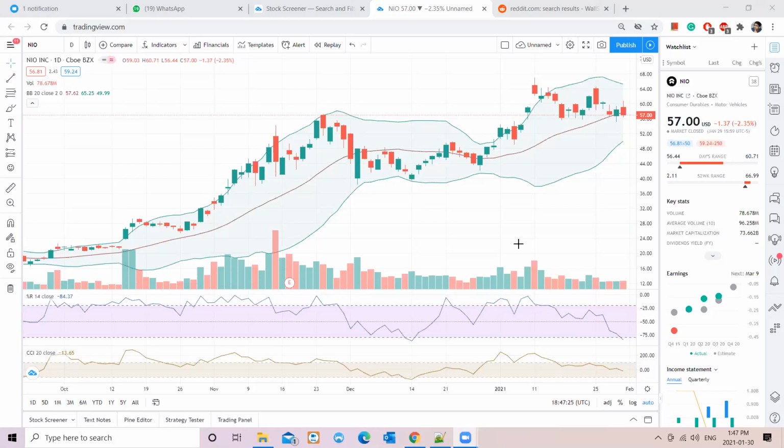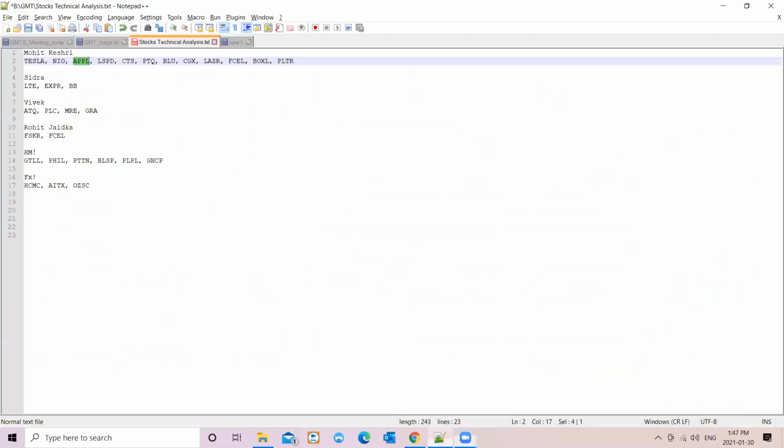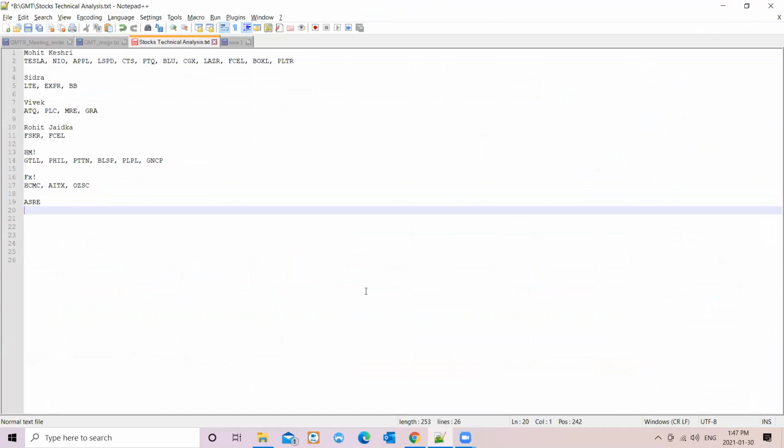So Ayaz has shared that US OTC stock ASRE has jumped 1800% on Friday. Yeah. So some of the OTC stocks, towards the end we will have a look. Let me just quickly add these three if it's not there.